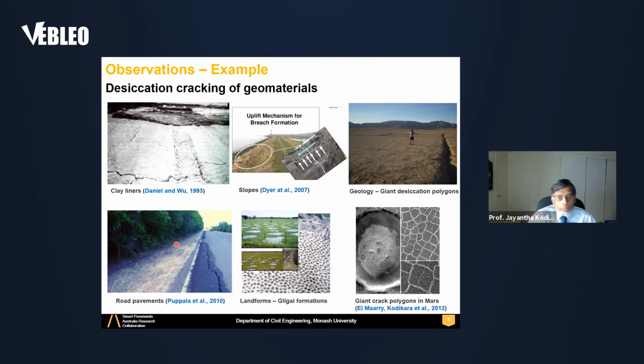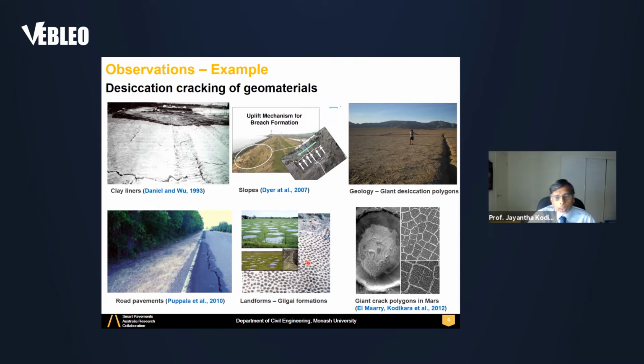In the bottom left corner, you see road pavements, which can also experience desiccation crack effects, especially close to the edges. The shoulders of pavements can experience desiccation cracks reflecting onto the surface due to shrinking and swelling soils underneath.